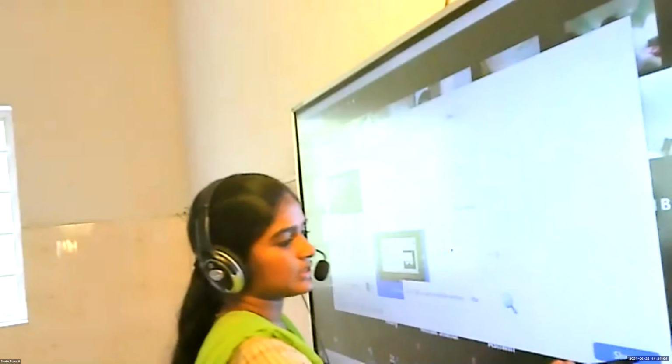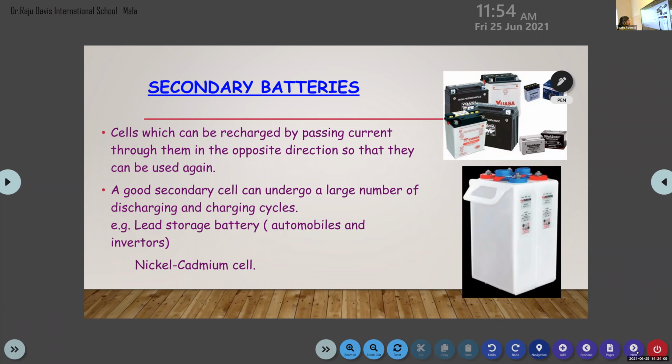Okay, fine. Then we can write what is meant by secondary batteries. Secondary batteries are the cells which can be recharged by passing current through them in the opposite direction so that they can be used again.